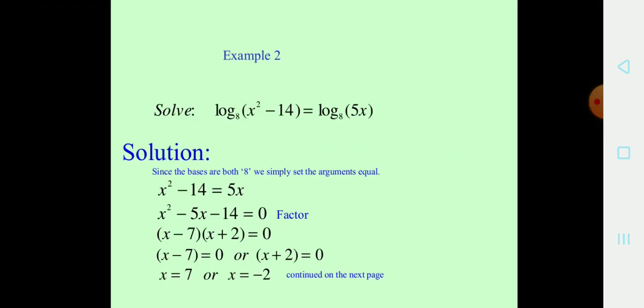Example number 2. Solve log base 8 of (x squared minus 4) equals log base 8 of 5x. Solution: since the bases are both 8, we simplify the arguments and set x squared minus 4 equals 5x. So x squared minus 5x minus 14 equals 0. Factoring, x minus 7 times x plus 2 equals 0. So x minus 7 equals 0 or x plus 2 equals 0.